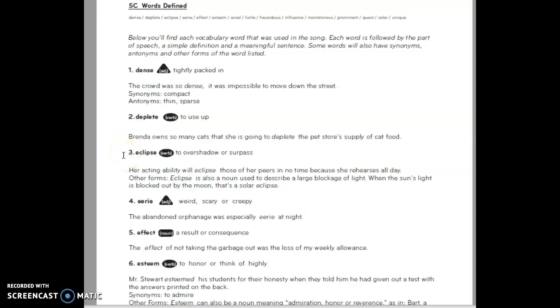3, eclipse. Eclipse is a verb. It means to overshadow or surpass. Her acting ability will eclipse those of her peers in no time because she rehearses all day. Eclipse is also a noun used to describe a large blockage of light. When the sun's light is blocked out by the moon, that's a solar eclipse.